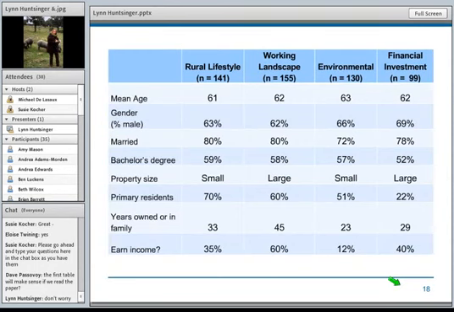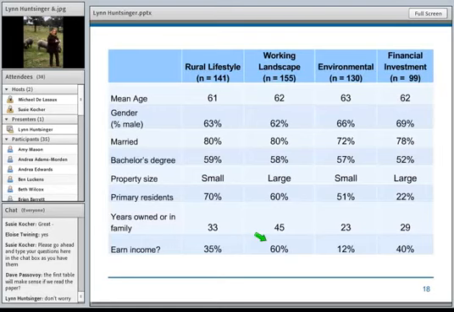Gender, they're a majority male in each case. The working landscape and rural lifestyle people are slightly more likely to be married, and so on. The one that's really different, of course, is primary residence, whether this land is the primary residence of the landowner. The people who value the land for land appreciation, primarily the financial investment group, tend to be much less likely to actually live on the land. That's why sometimes we call them absentee.